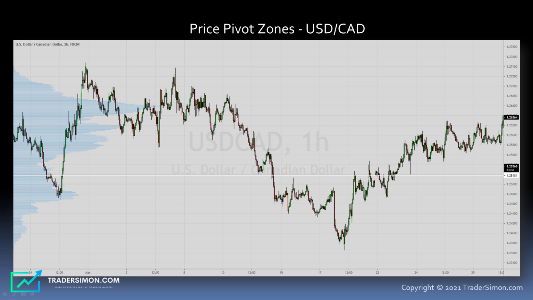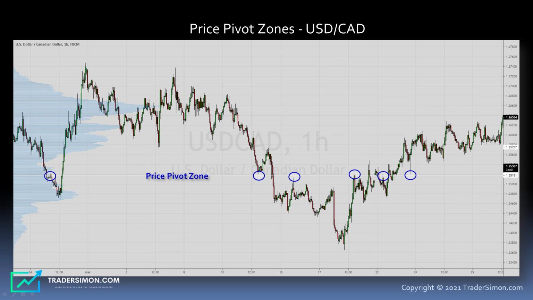Okay, so this is a USDCAD 1 hour chart and we have a price pivot zone here, and as you can see the market has bounced either side of this level. So this is what we mean by a price pivot zone. You can see how many times the market has bounced from this level. Now let's move on. Okay, so we got another price pivot zone here, and again I can circle the areas where the price has bounced.